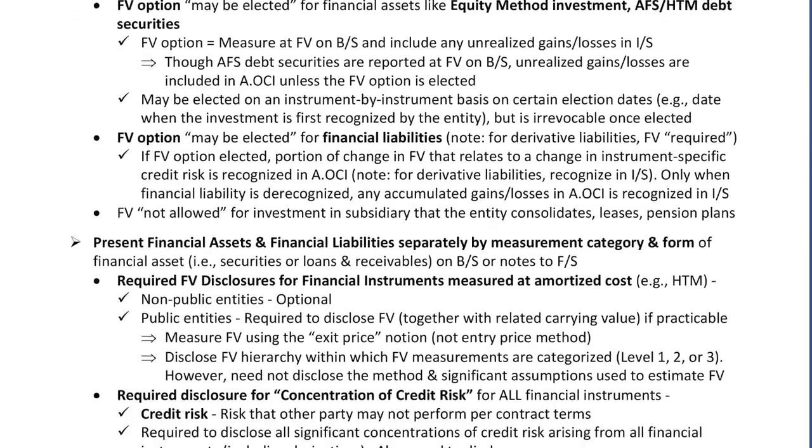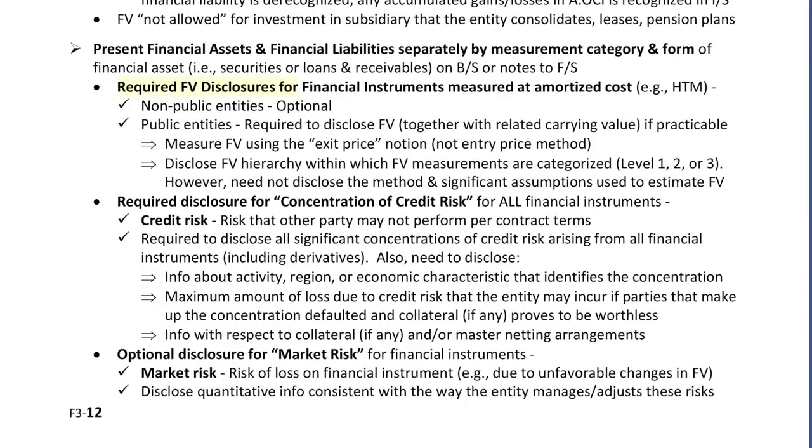Scroll down on this page where we're talking about highlight required fair value disclosures for financial instruments measured at amortized cost. So we're talking about the held to maturity debt securities, which are at amortized cost, where you need to disclose fair value even if not carried at fair value. Though this disclosure is optional for non-public entities, it is required for highlight public entities.